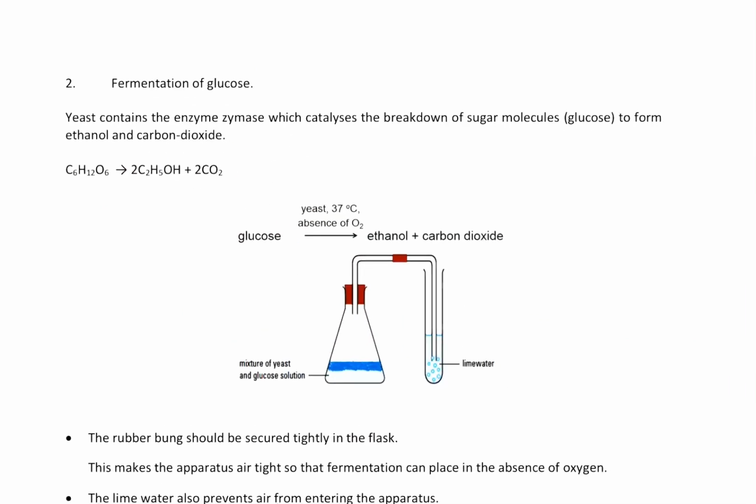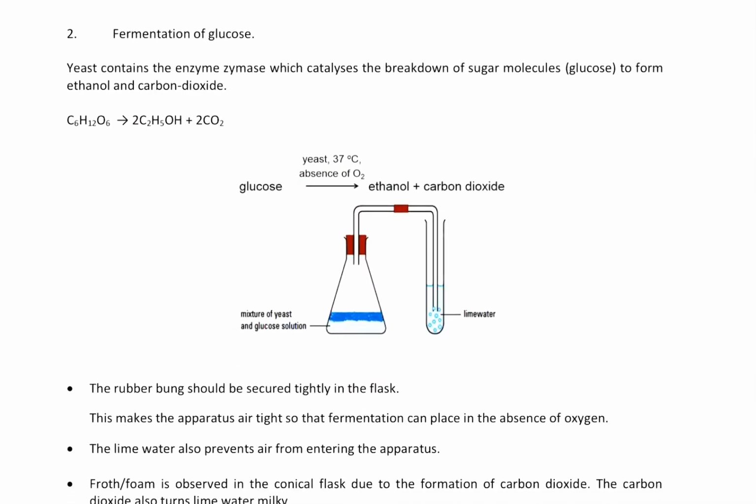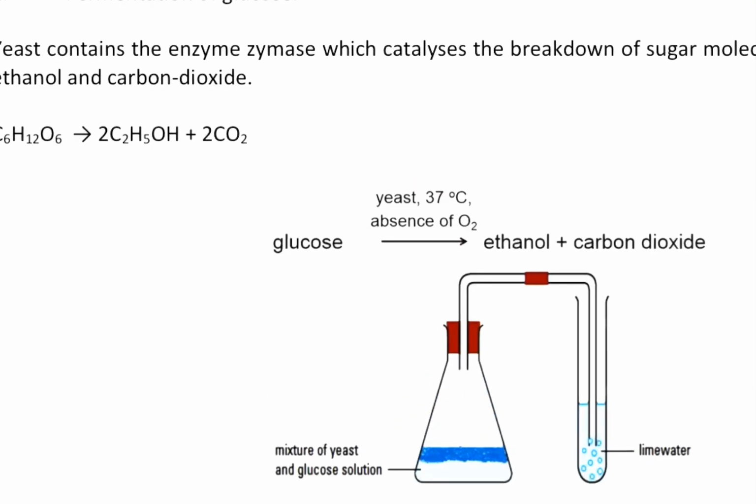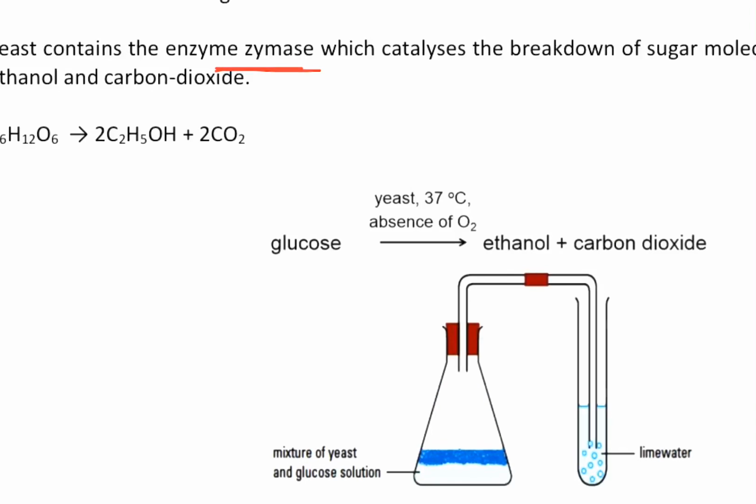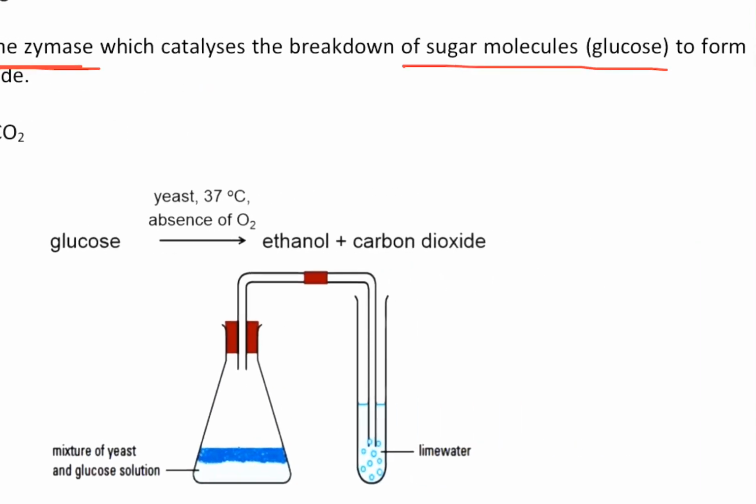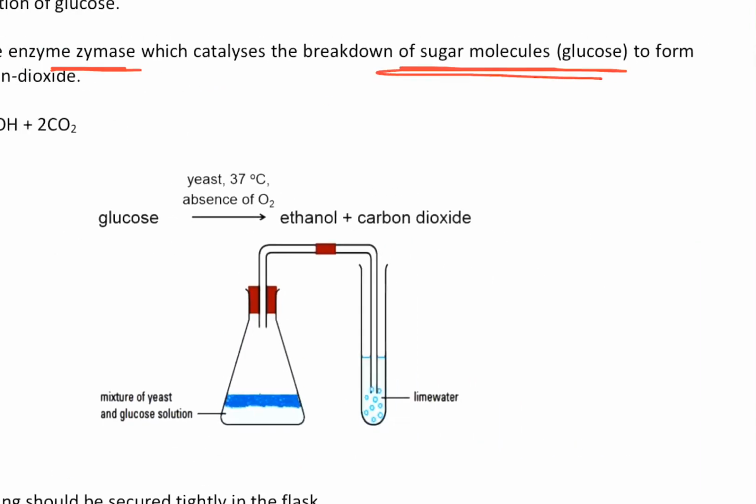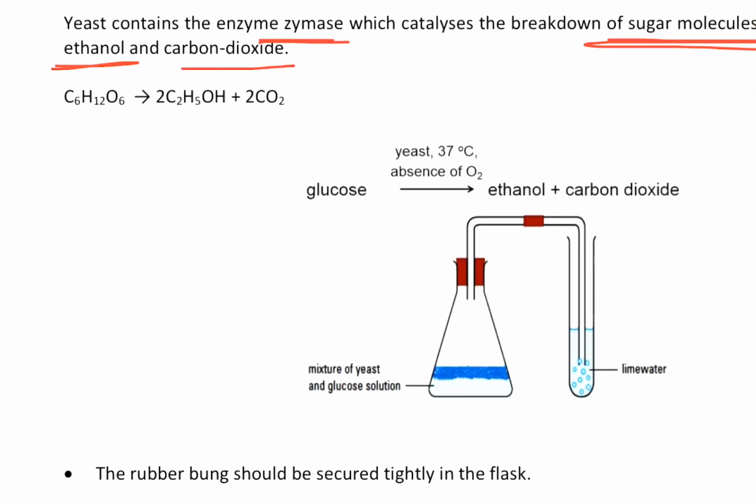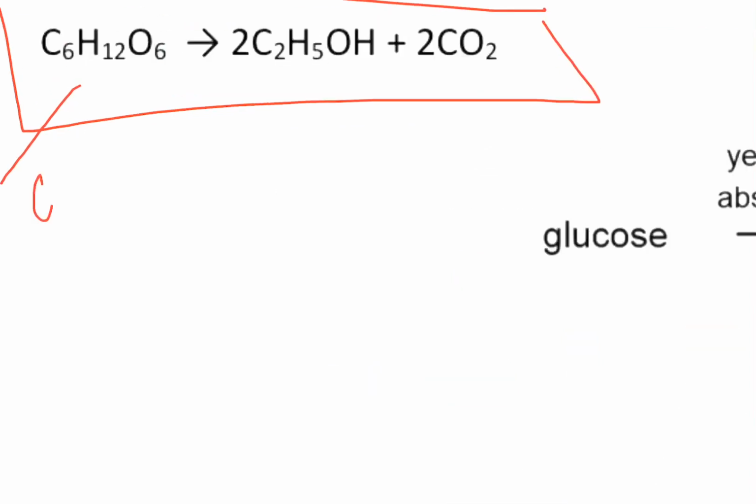The second reaction to get ethanol is by the fermentation of glucose. Those who do biology have come across this reaction. Yeast contain the enzyme zymase, which catalyzes the breakdown of sugar molecules, glucose, to form ethanol and carbon dioxide. This is the chemical equation. Here you have the glucose, C6H12O6.